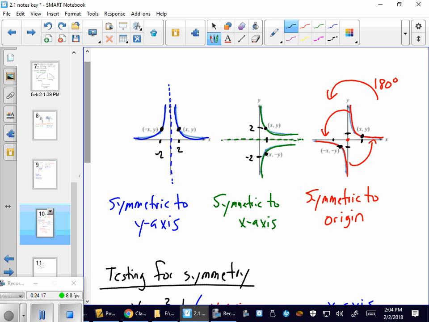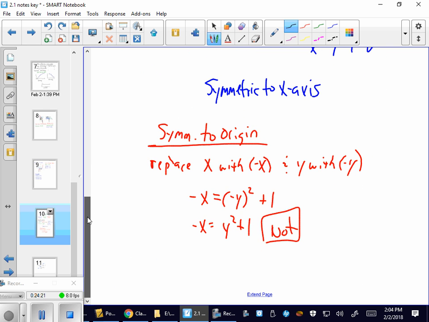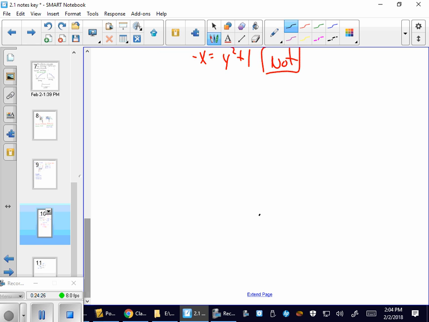So the blue and the red, like I said, have special meanings. If something is symmetric to the y-axis, it is what is called an even function. I'm not actually sure where that came from, but that's what it's called. It's called an even function. So it's just a special name for being symmetric to the y-axis.